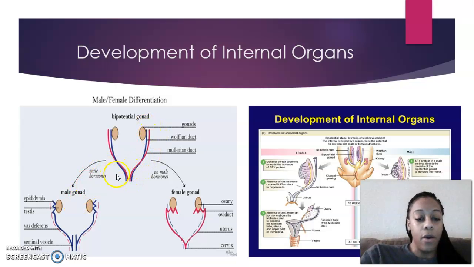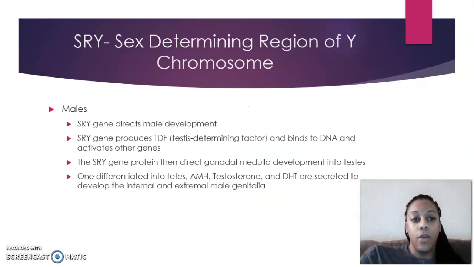If we talk about males, when there's a presence of male hormones, we can see that the epididymis is formed, as well as the testes, the vas deferens, and the seminal vesicle. When there's an absence of those hormones, we get development of female internal organs. We can see the development of the ovary, uterus, and cervix, and the upper half of the vagina will also develop. Now we talk about how genes and hormones aid in sex determination.